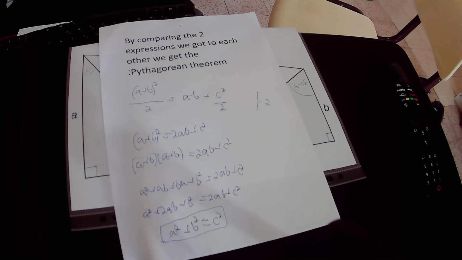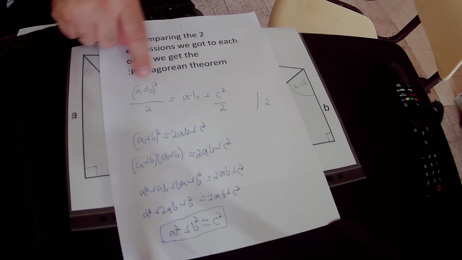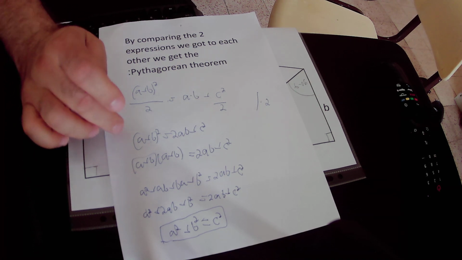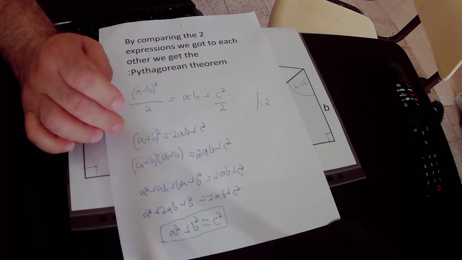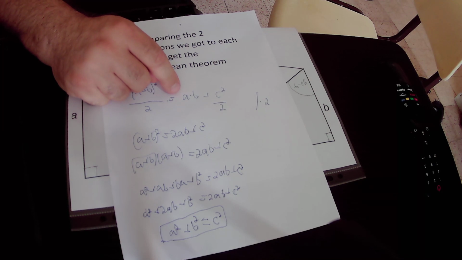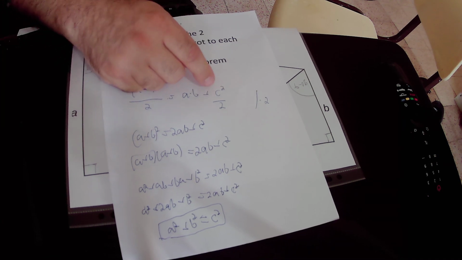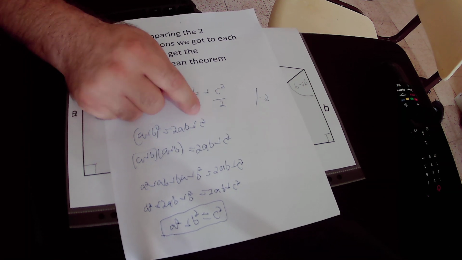Then we will multiply both sides of that equation by 2. We will get A plus B squared equals A times B times 2, which is 2AB, and C squared divided by 2 multiplied by 2 is C squared.